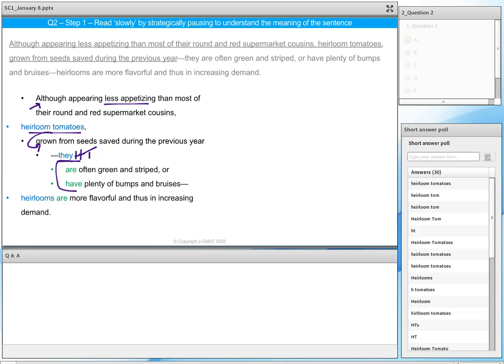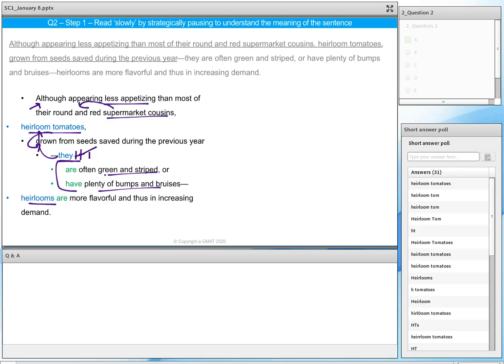So that's making sense. Now, if you were like, no, it's referring to supermarket cousins, remember, supermarket cousins have already been described as round and red, so it wouldn't make any sense for them to be described as green and striped and with plenty of bumps and bruises, okay? So we're absolutely right. They is referring to heirloom tomatoes. Our pronoun is making sense. It properly agrees. All right, meaning is clear.